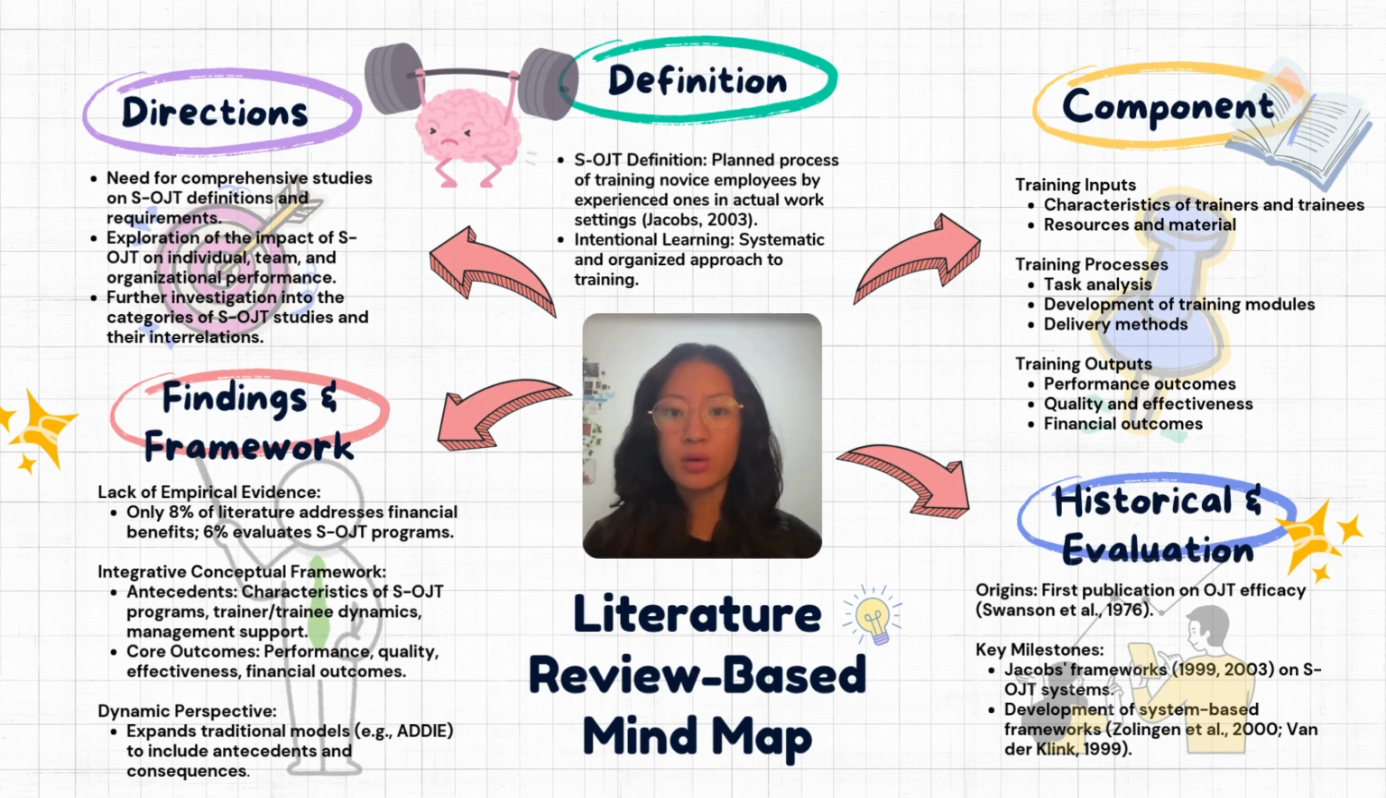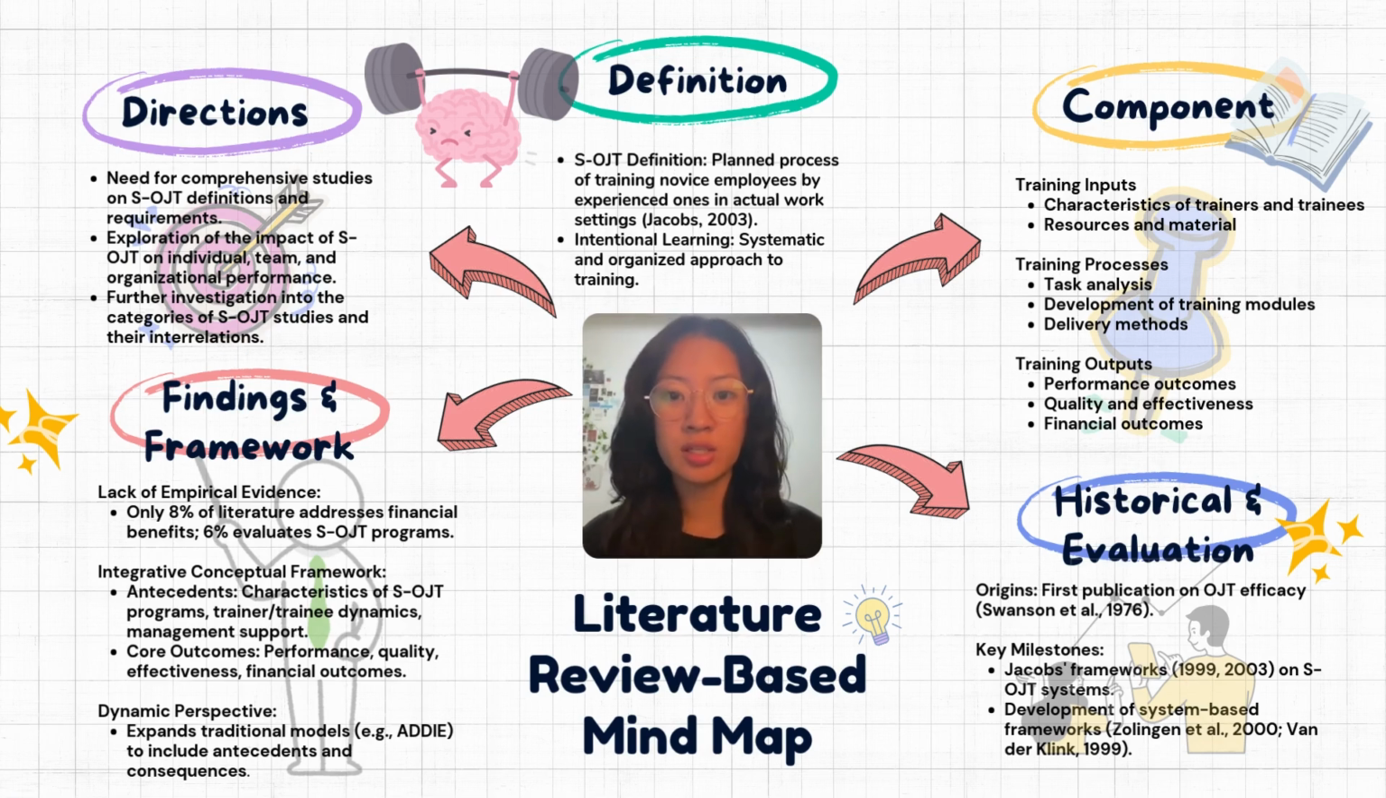Next, let's plan on the key components of the SOJT training. So let's begin with the training inputs. The first one, we have the characteristics of the trainers. So effective trainers should possess both relevant experience and skills, because their expertise not only can help the learning experience but also can build trust with the trainee.